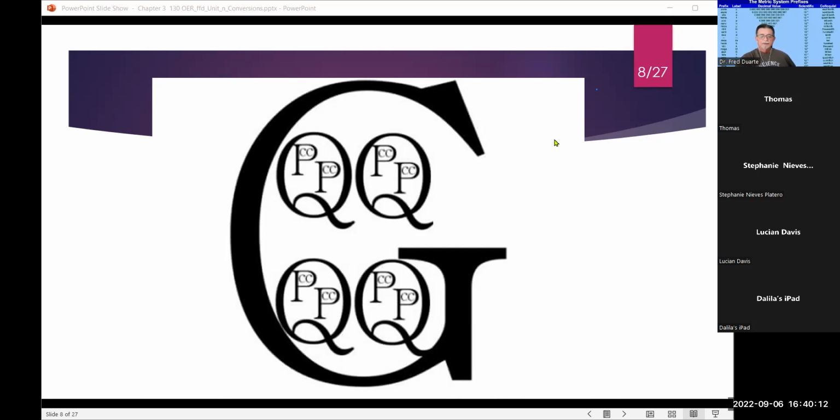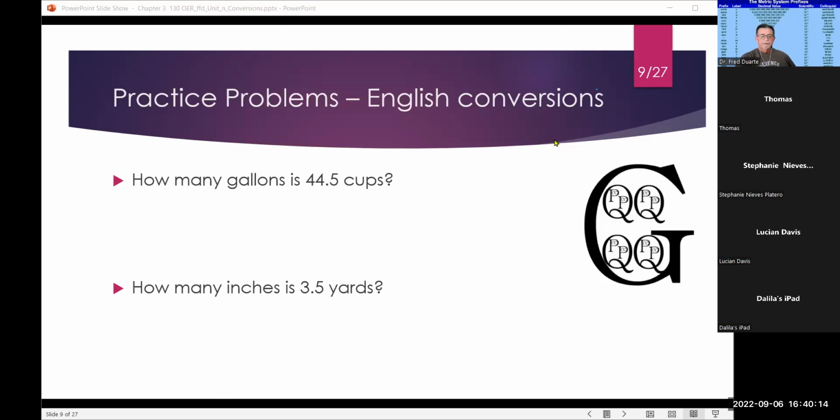So you have conversion factors there within the English unit. Question may be, how many gallons are there in 44.5 cups? Okay, so we write down what we are given, and we write down what we are looking for unit wise. And now that tells me how to set up the problems that I need to set up with respect to my factors.